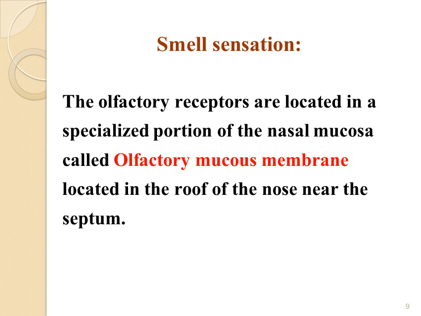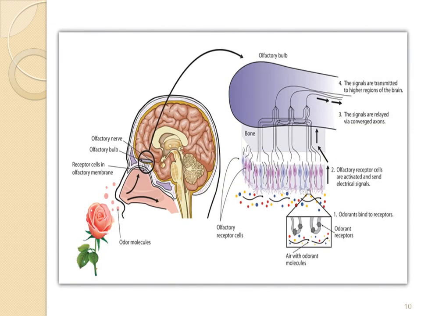The olfactory receptors are located in a specialized portion of the nasal mucosa, which we call the olfactory mucous membrane. It is located on the roof of the nose near the septum. You can see in this picture the different steps as odorants enter through your conchae and reach the olfactory nerve, passing through the olfactory bulb.